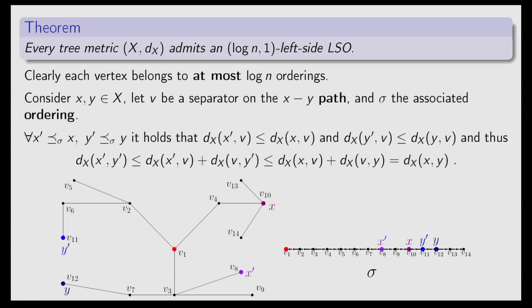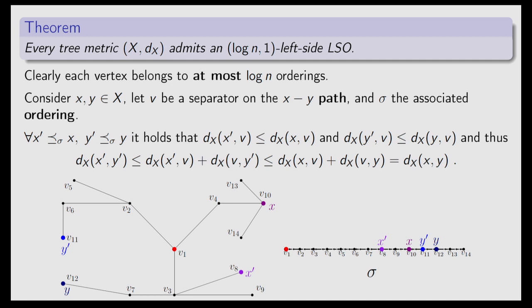Now, this is this ordering, and all the points are ordered with respect to distances from the separator. For every x prime and y prime that come before x and y, the distance between x prime and the separator is smaller than the distance between x and the separator, because x prime comes before x in this order. And the same holds for y prime. And therefore, the distance between x prime and y prime going through the separator, they maybe don't even have to do that, but if they do, will be smaller than the path going from x to y, which must go through the separator by definition. So we get this property with rho equals 1.